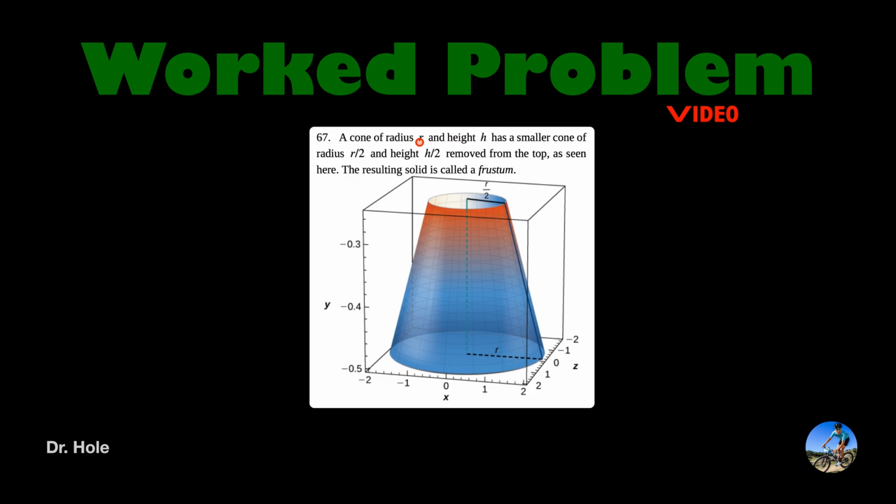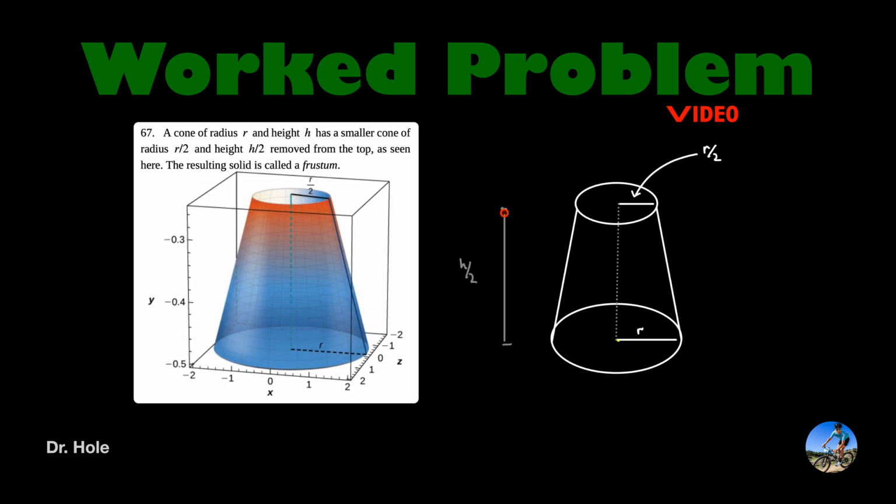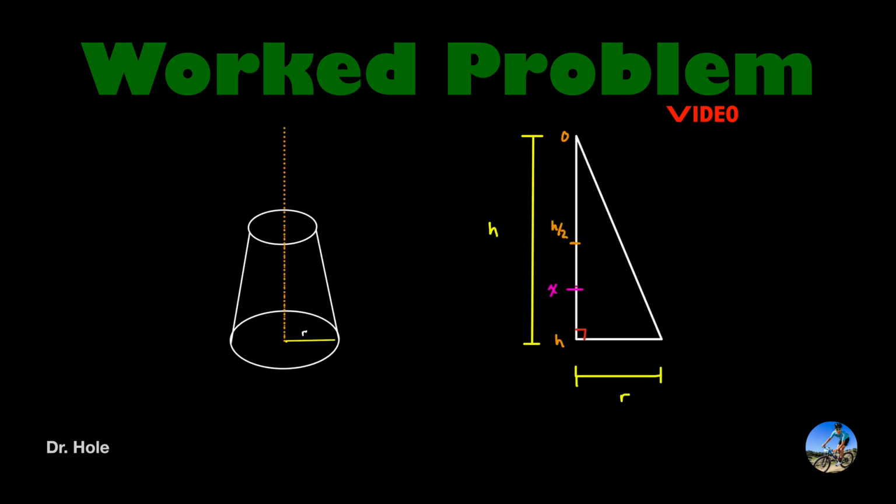In this setup, we want to assume that we have a cone of radius r and height h. We cut that cone in half and remove the top half, resulting in this frustum. Let's make a copy. Height of this frustum is h over 2. The base of the frustum is a circle with radius r, and the top is a disk of radius r over 2. We want to find the volume.